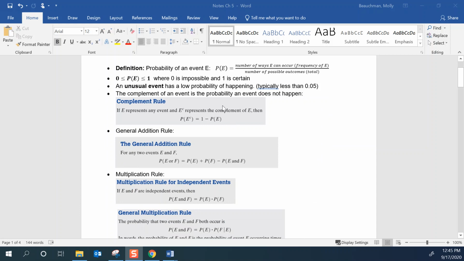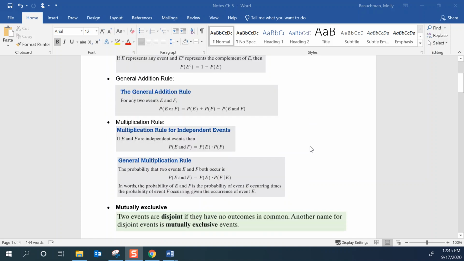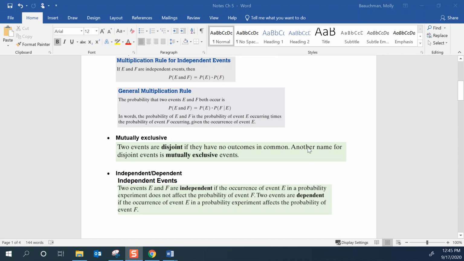The complement of an event is the event not happening. So the probability of E complement is 1 minus the probability of E. Then we have the general addition rule, multiplication rules, and some definitions about what mutually exclusive means.